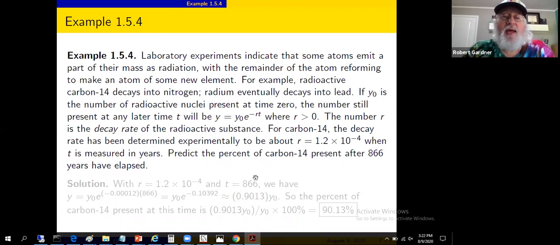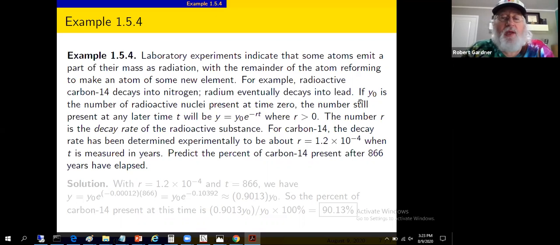Here's a quick little example involving exponential decay. It's a long story, but it involves simply exponential decay. Laboratory experiments indicate that some atoms emit a part of their mass as radiation, with the remainder of the atom reforming to make an atom of some new element. For example, radioactive carbon-14 decays into nitrogen. Radium eventually decays into lead.